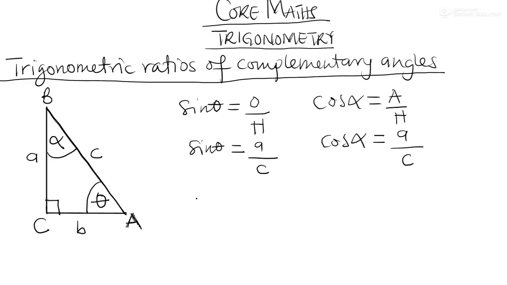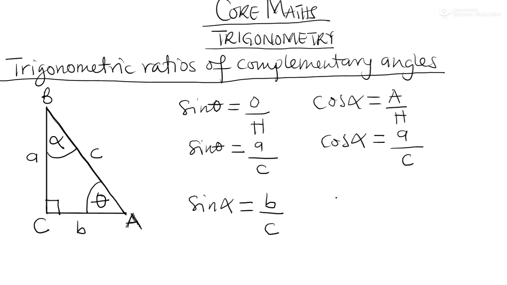Now, let's find sine alpha. Sine alpha. So we know that it's opposite over hypotenuse. So sine alpha will give us the opposite of alpha is B. So it's going to be B. And then the hypotenuse is what? Is C.